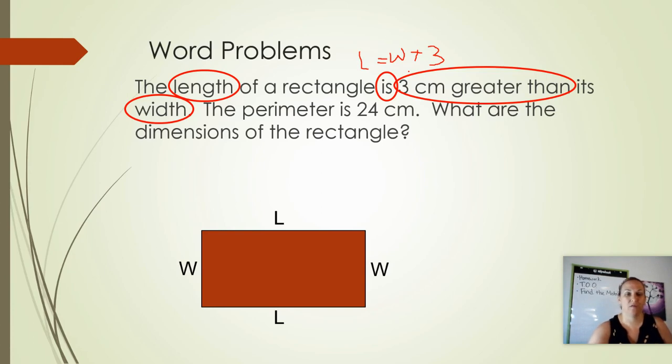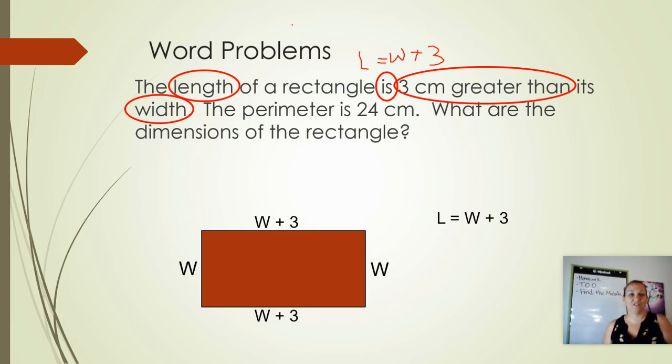Earlier, we learned that you can use substitution. So I can substitute an L with a W plus 3. So I can take out my L's, and in their place, I can put W plus 3's. This is going to be important because I want to have only one letter, so I'm only solving for one letter. Okay, so these are my new dimensions of my rectangle.